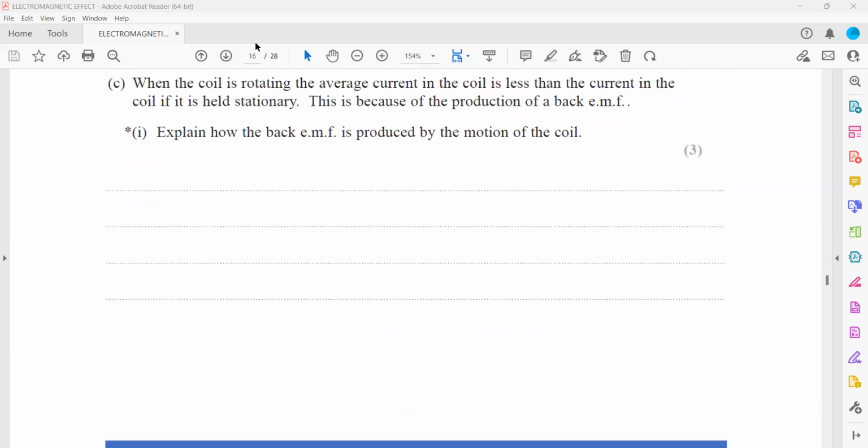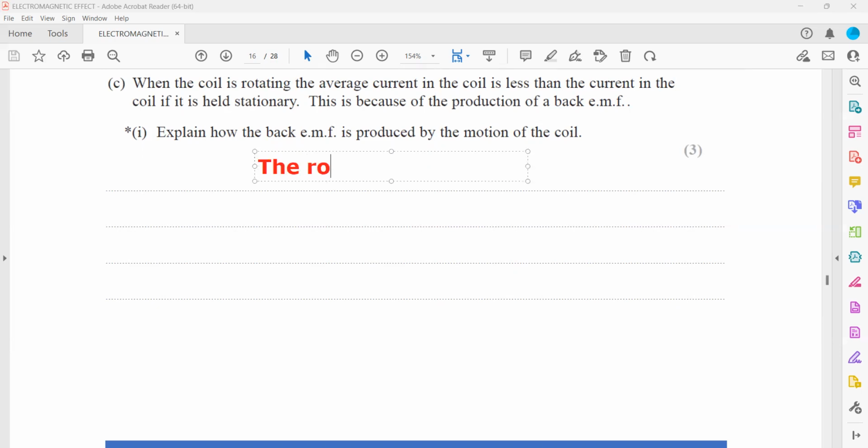So the points here: when the coil is rotating, explain how the back EMF is produced. We will mention that when the coil is rotating, there is a change in the magnetic flux linkage as the coil turns or rotates. And the wire in the coil cuts the magnetic field, you can also mention. And due to that, there is an induced EMF. And according to Lenz's law, the induced EMF is always opposite to the direction of the potential applied, or the voltage applied, or always tries to oppose the change.